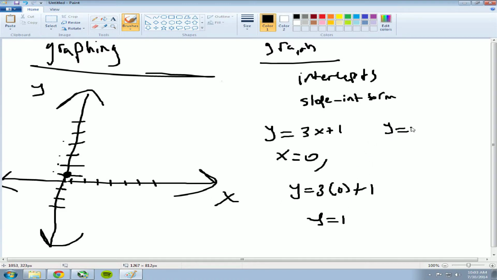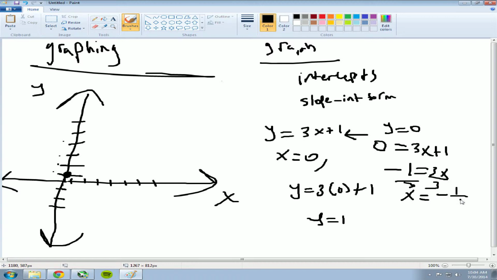So when y is 0, for this graph, we get 0 equals 3x plus 1. Move the 1 to the other side. We solve for x, divide by 3, and get negative 1 over 3. That means that x is negative 1 over 3 right here, and that's our graph. And all you do is do the intercepts: y is 0, x is 0, and you find where it is in this graph.